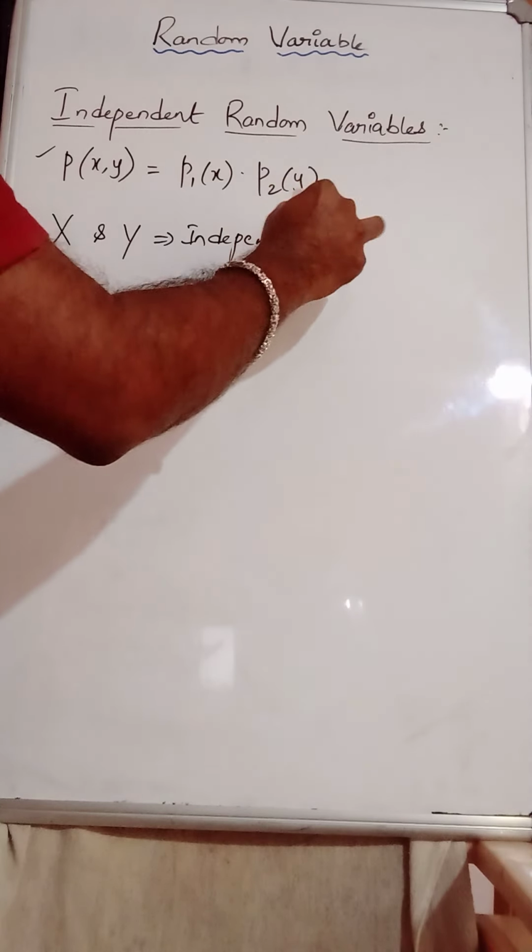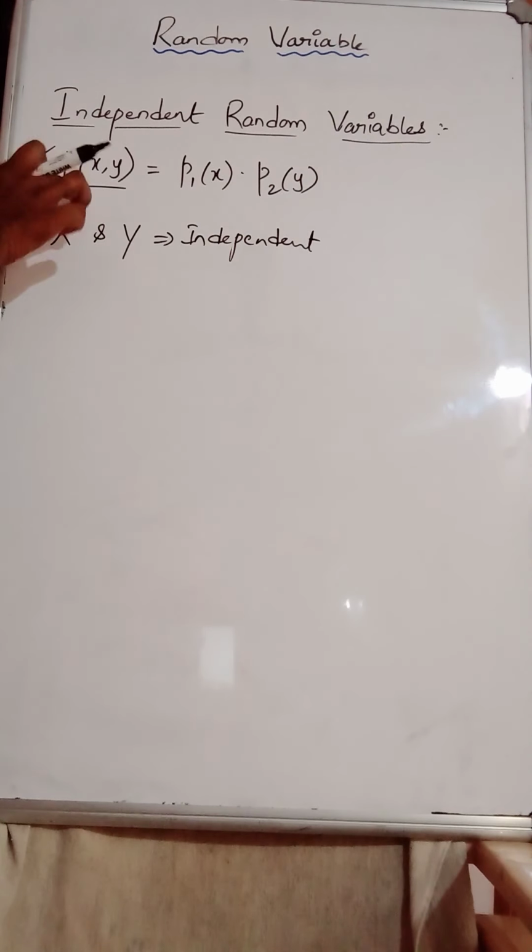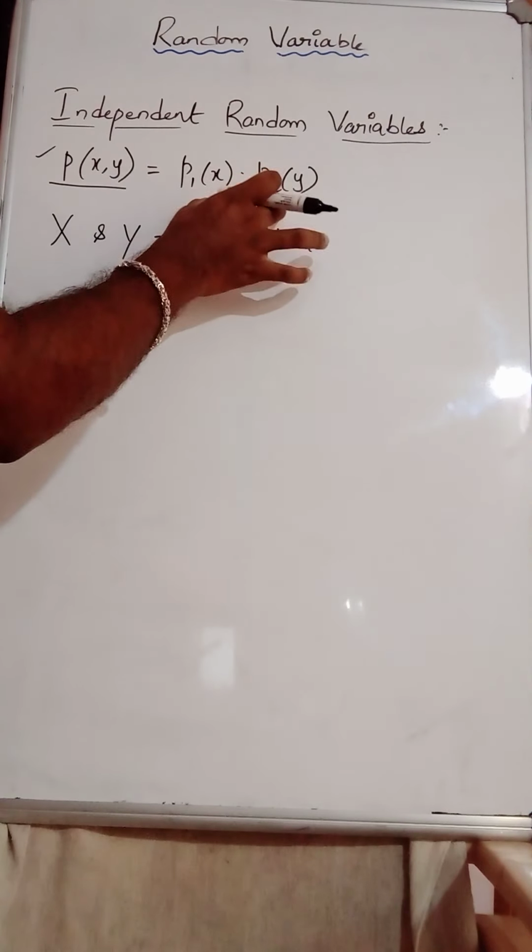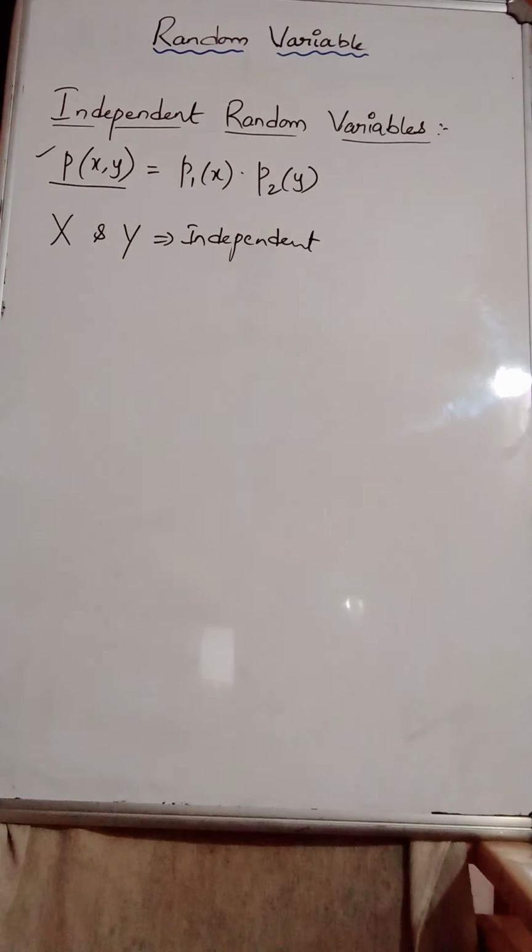if and only if the joint probability function p of x comma y, a bivariate function, is the product of p1 of x into p2 of y. Right? So this we call an independent random variable. Do you understand, guys? So next one is the addition theorem.